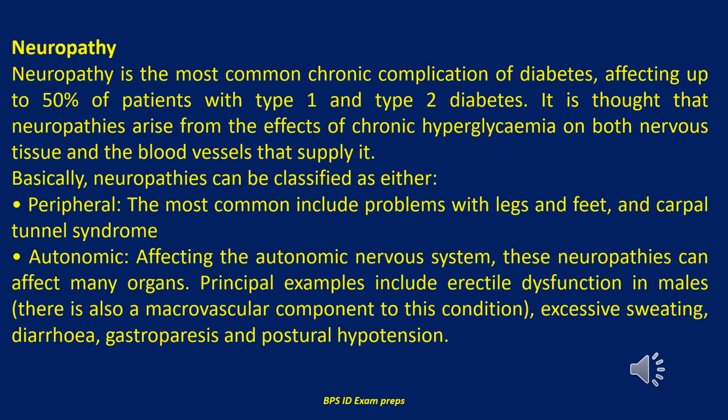Basically, neuropathies can be classified as either 1. Peripheral, the most common include problems with legs and feet, and carpal tunnel syndrome. Or 2. Autonomic, affecting the autonomic nervous system. These neuropathies can affect many organs. Principal examples include erectile dysfunction in males, excessive sweating, diarrhea, gastroparesis and postural hypotension.